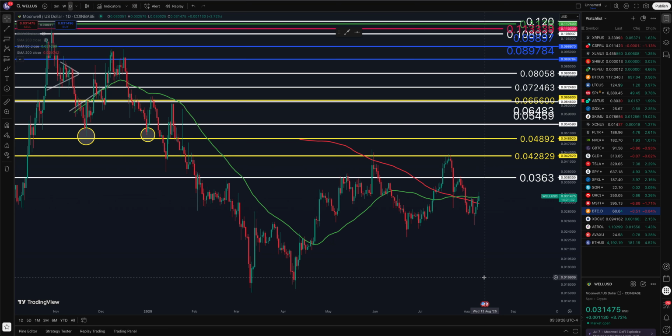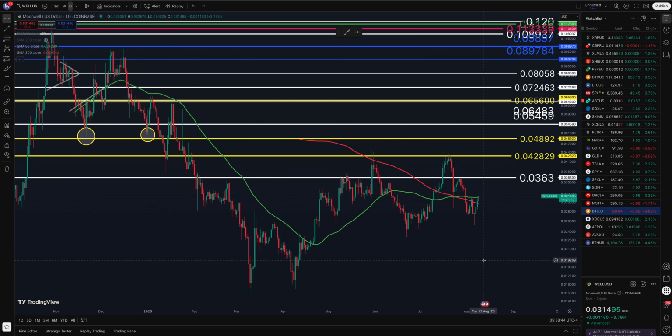Back. It is the 9th of August. We're going to take a look here. It's been a while. We're going to look at Moonwell / the United States dollar. Our ticker is WELLUSD on tradingview.com. This is a daily chart we're going to go through, and the data here is from Coinbase, guys.